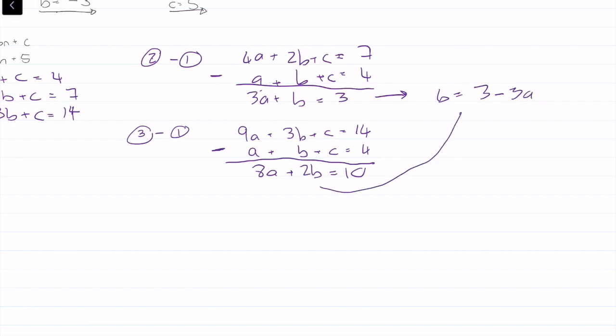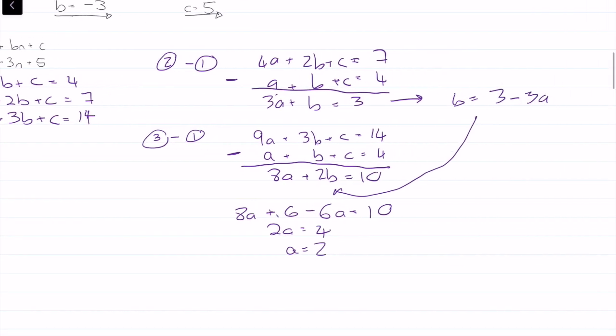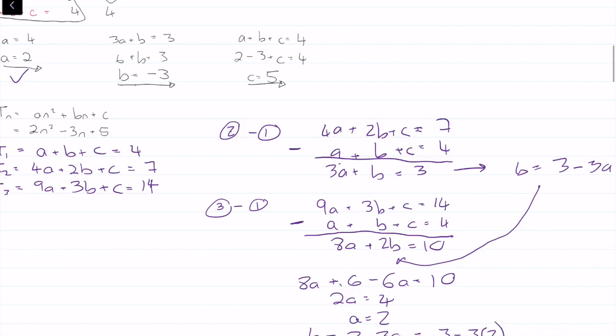Now substitute b into here. So that's going to be 8a plus 6 minus 6a is equal to 10. So it's going to be 2a is equal to 4, that's 10 minus 6. A equals 2. Okay, so those add up. Now I need b: b equals 3 minus 3a, which is 3 minus 3 times 2. So b is equal to 3 minus 6, which is minus 3.